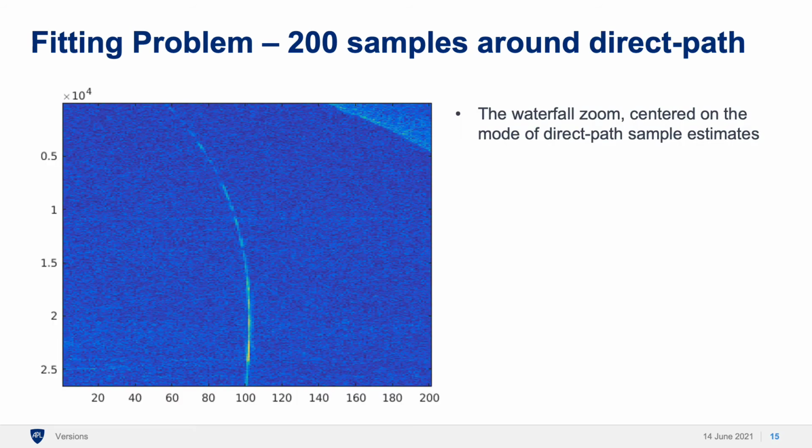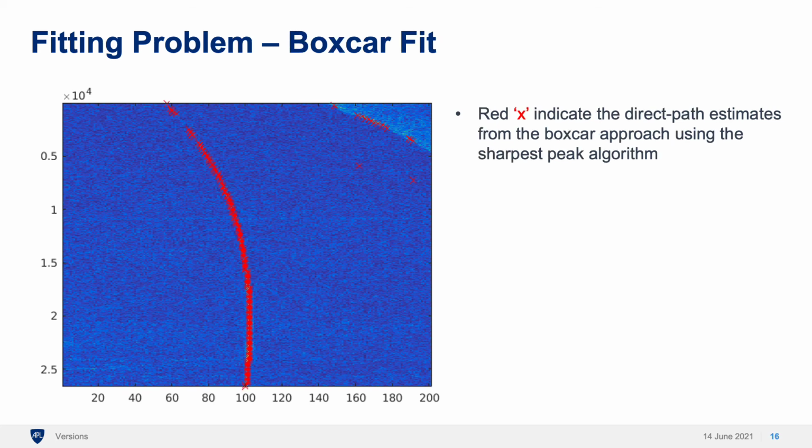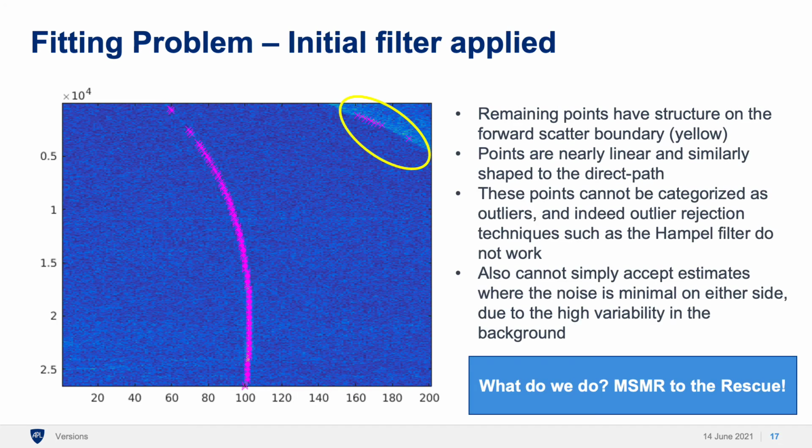The direct path is in the center and curves sharply up and to the left. After our boxcar approach, we see that we have some remaining estimates that we don't want in the upper right, where the forward scatter is very close to the direct path. After we apply the initial filter, where we assume things were nearly linear locally, we still have some remaining points. These points have structure, as you can see in the yellow ellipse.